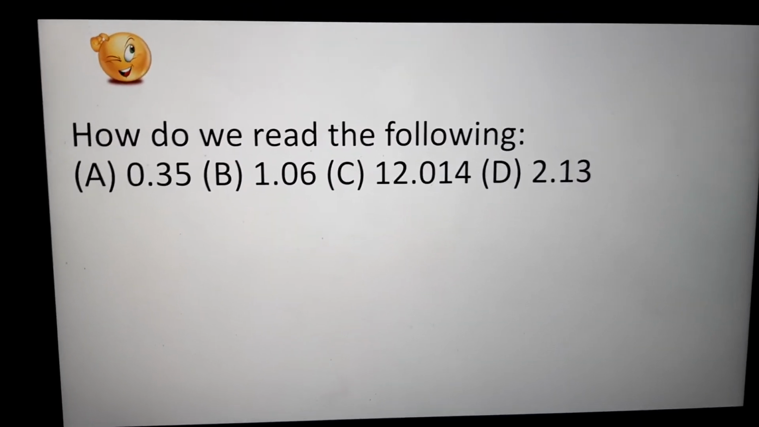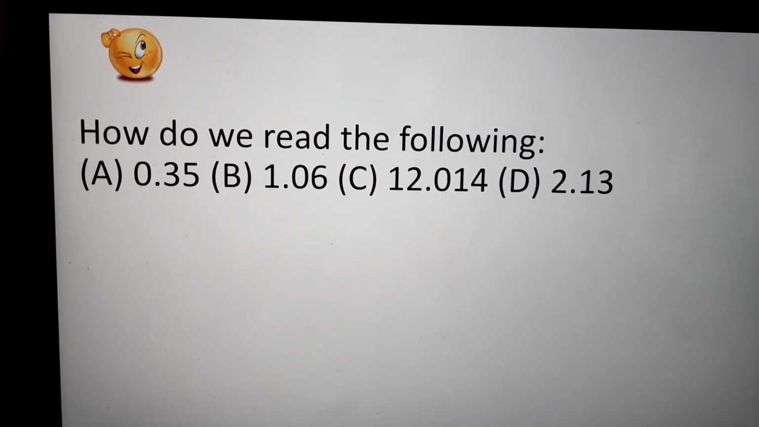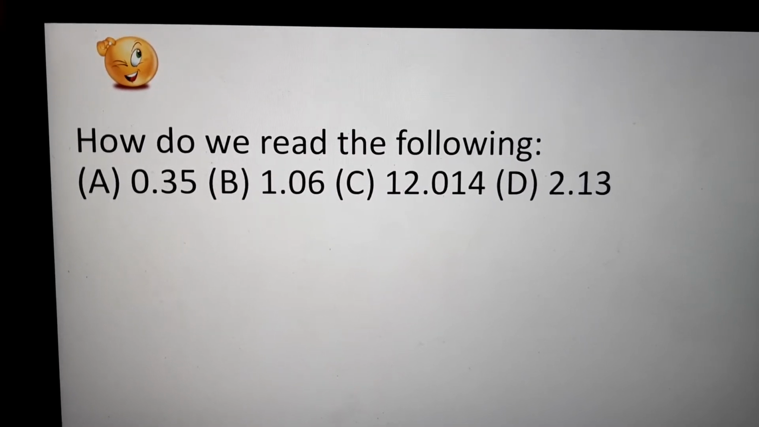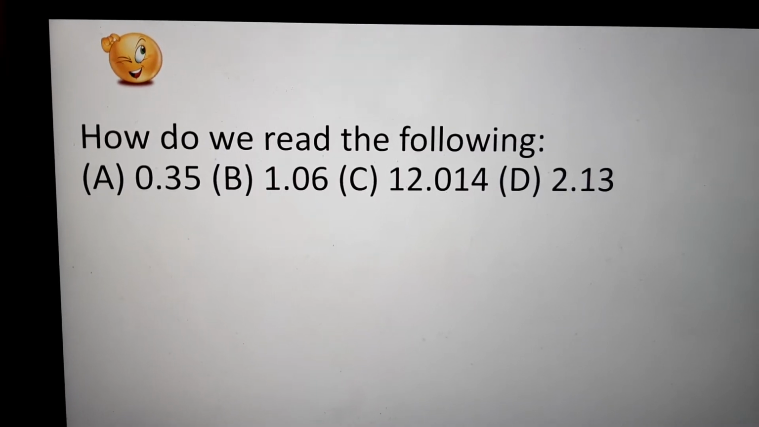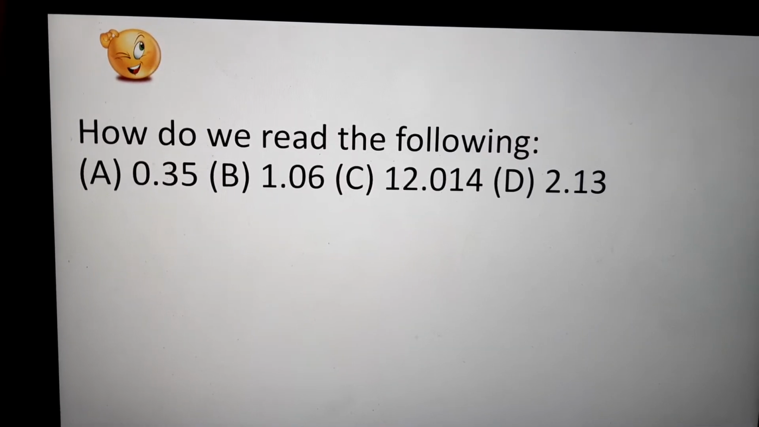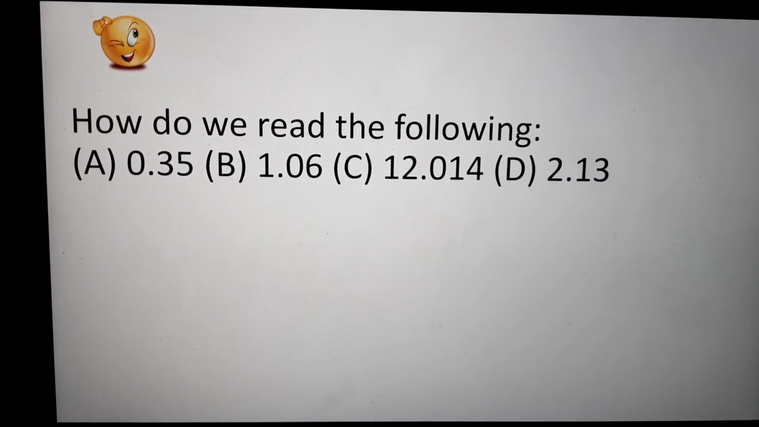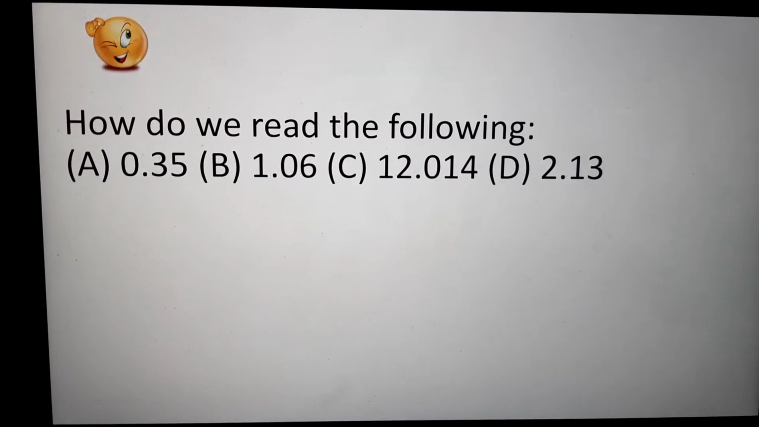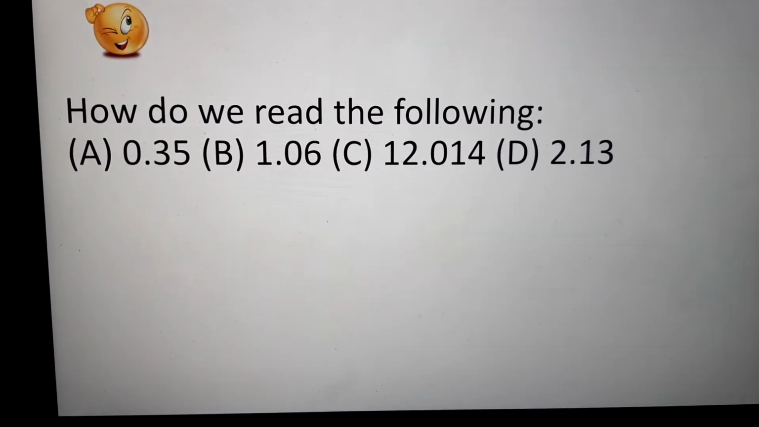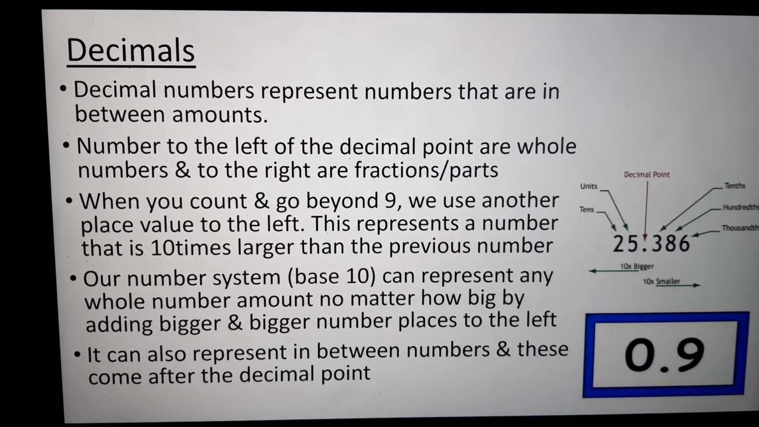How do we read the following numbers? So pause this video and then try. A is 0.35, B 1.06, C 12.014, and D 2.13. Again, any numbers before the decimal is a whole number, and any numbers after the decimal are fractions, parts of a whole number. So pause this video so you can read this.